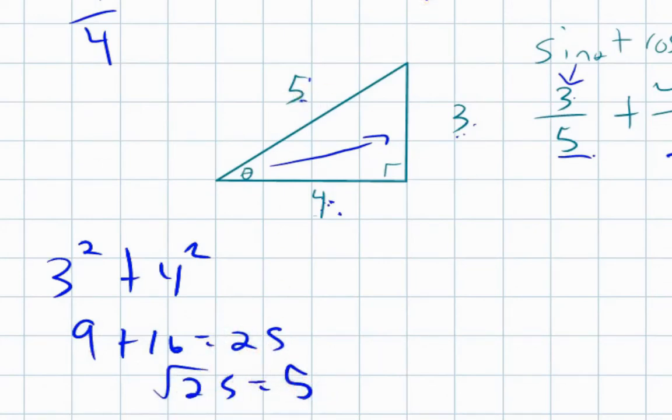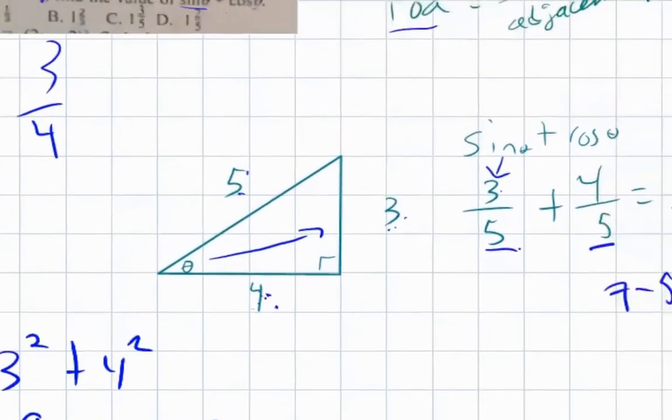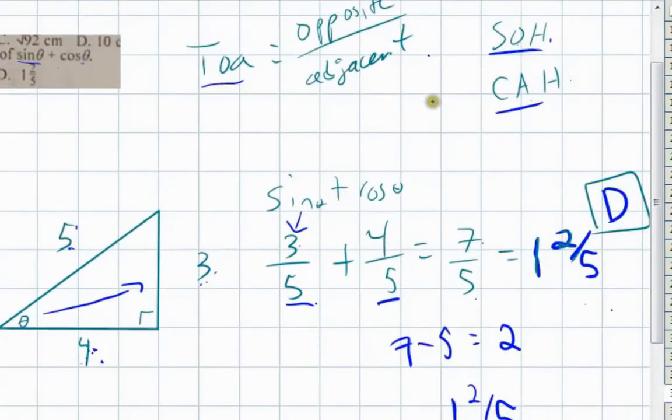So that's how I got the last length there. Next, we need to find what the sine of theta is. Remember, sine is opposite over hypotenuse, so we're going to take the opposite, which is 3, and put it over the hypotenuse, which is 5. Then we're going to do the same thing for cosine, but cosine is adjacent over hypotenuse, so this time I'm going to pay attention to the 4 over the hypotenuse, which is 5.